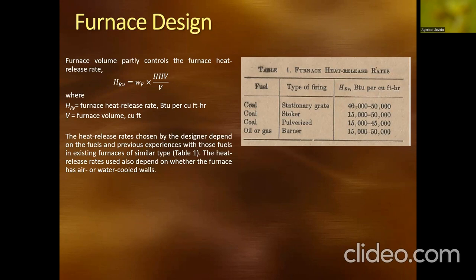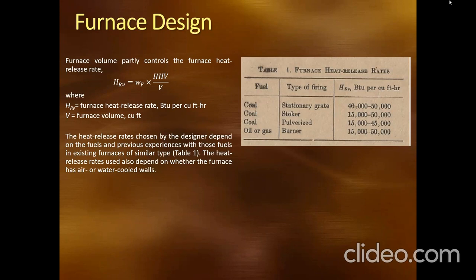So, furnace volume partly controls the furnace heat release rate. HRV is equal to WF times the heating value divided by the volume, where HRV is the furnace heat release rate, BTU per cubic feet per hour, depending on the type, and V is the furnace volume in cubic feet.